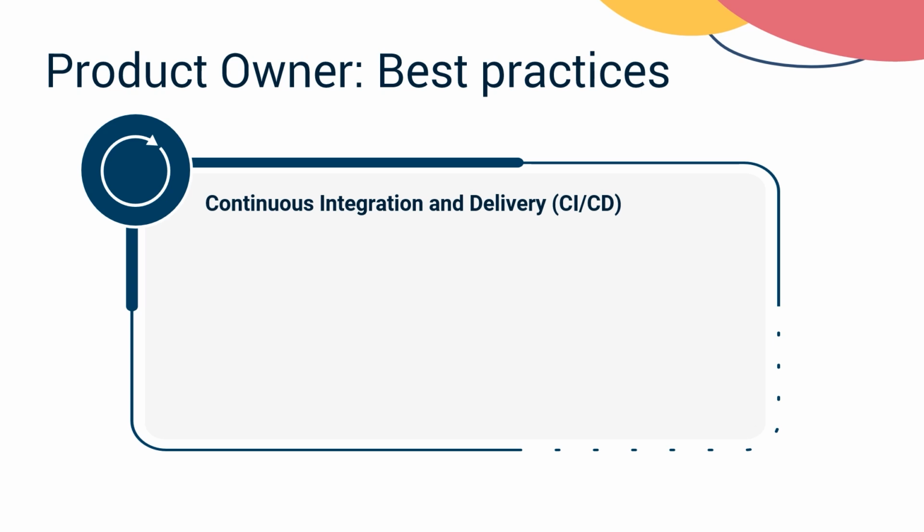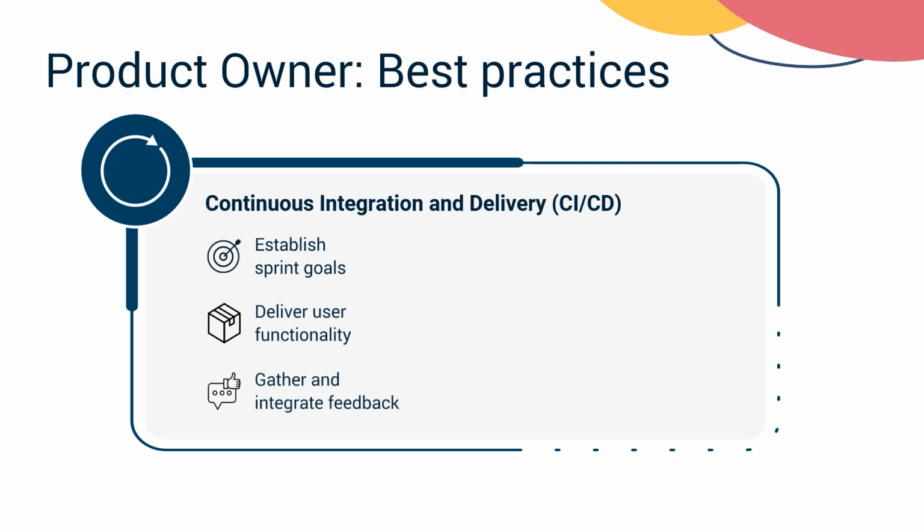Continuous integration and delivery, or CI/CD, represents an optimal goal, but requires careful coordination. You work with DevOps and Scrum Master to establish sprint goals that deliver user functionality. You actively gather feedback and integrate it into the product backlog through refinement and reprioritization.